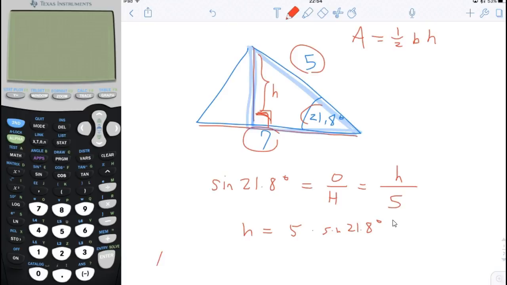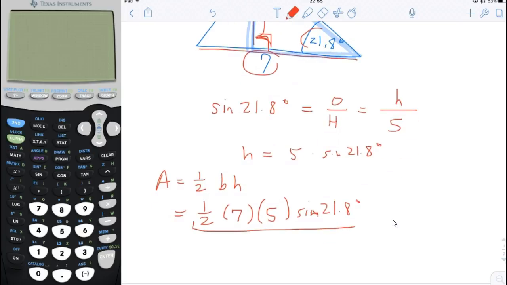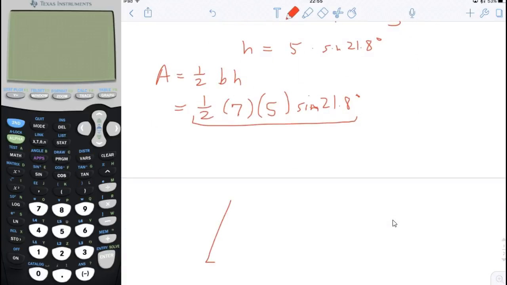Once I get that, I'm going to put that into the area formula because the whole point of this is to find an expression for the area. In here, I'm going to put in the value of the base, which happens to be 7. And I'm going to put in this expression we just found for small h, or the height, which is 5 times the sine of 21.8 degrees. Okay? So now we have this expression for the area of a non-right triangle, and what it's based on is three pieces of data. One is an angle, which is this angle here, 21.8 degrees.